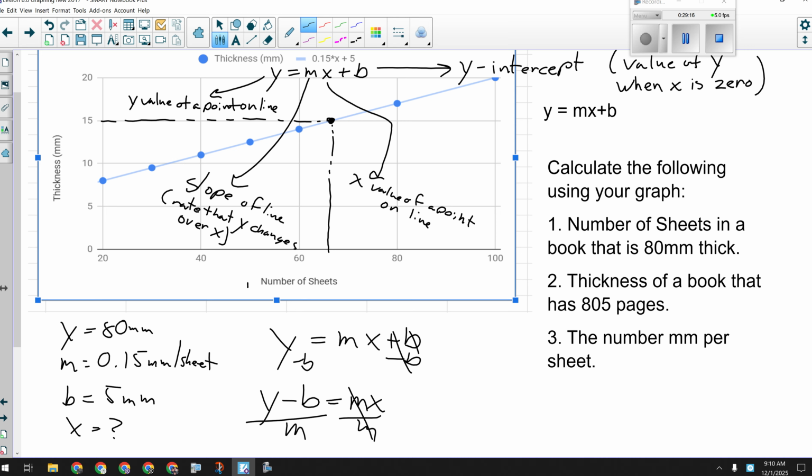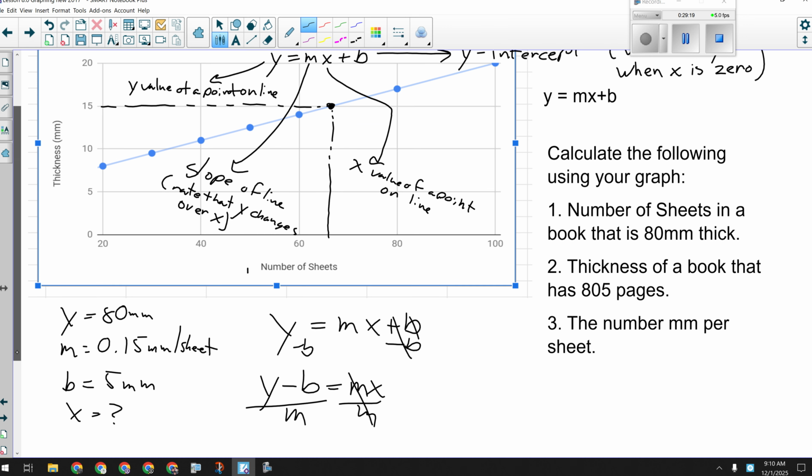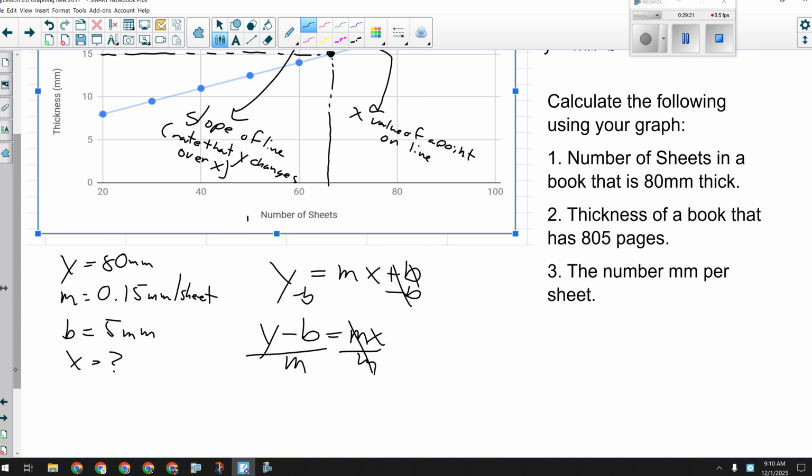Now all I have to do is plug in the numbers that the question gave me. So y, it said, was 80 millimeters, minus 5 millimeters, divided by 0.15 millimeters per sheet. So when I do this, the millimeters will cancel, and I'll be left with sheets, which is what I was looking for.